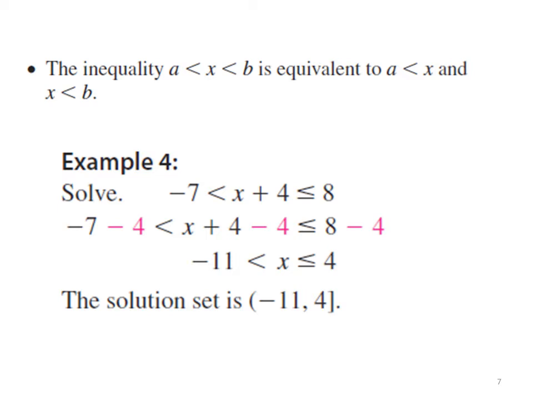The solution, or the values for x that satisfy the original compound inequality, are all x larger than -11 and less than or equal to 4. To write it in interval form, this is the set of all x from -11 to 4. The -11 is not included, the 4 is included in the solution set.